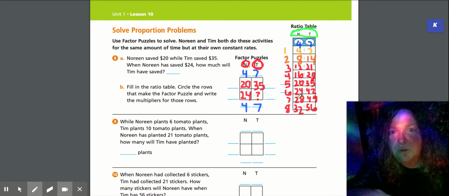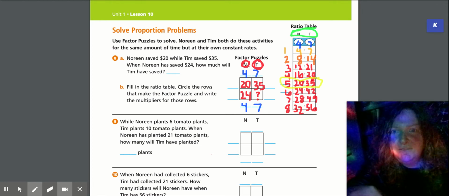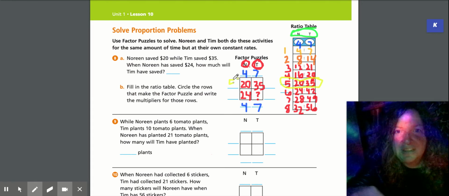Notice that the 20 and 35, where does it show up on the ratio table? There it is. There's the 20 and 35. It's in the 5 row. So look at that. There's the 5 and the 5.